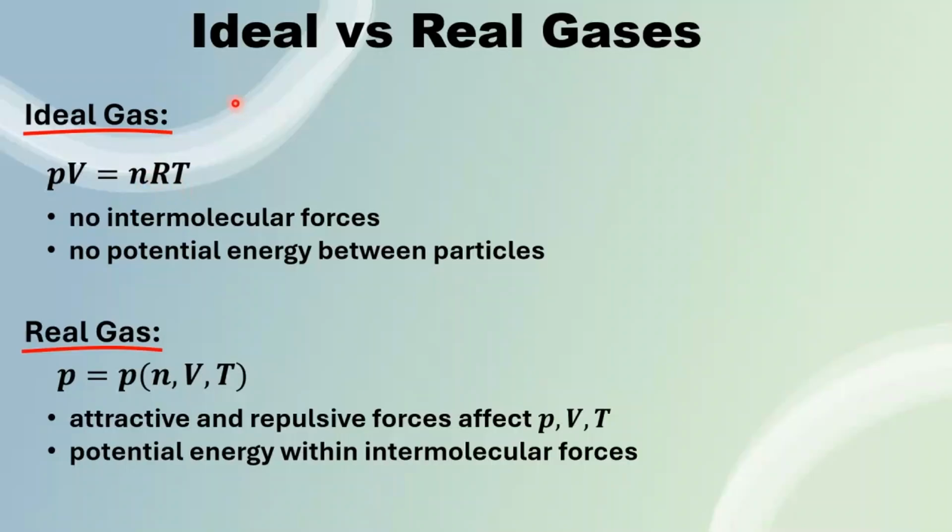But for a real gas, there's a different equation of state. It might be close to PV equals nRT, but it'll be a different equation. And also very important, attractive and repulsive forces will affect the values of pressure, volume, temperature, and other state properties. And there's potential energy that's stored within the intermolecular forces of a real gas.